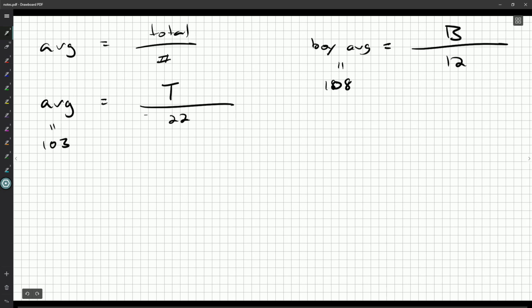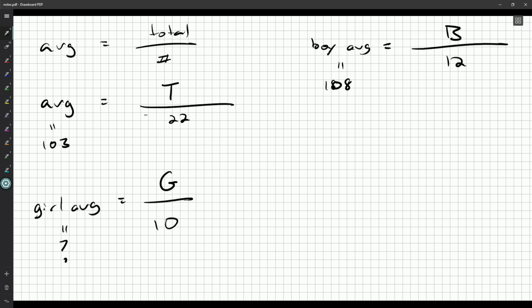And what do we want? We want the average of the girls' height. So that's what we're interested in. What would you need? You would need the total of all the girls' heights. I'm going to call that G. And you would divide that by 10, the number of girls. Okay. Now we're just missing one final piece of information. The total heights is the sum of all the boys' heights plus all the girls' heights.